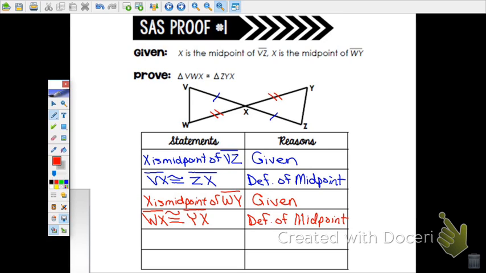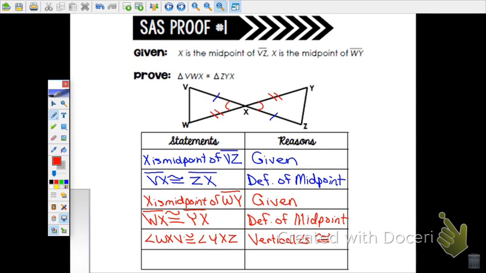What else do I know to be true when I look at my picture? Okay. I have those vertical angles that are congruent. So angle WXV is congruent to angle YXZ, and that is vertical angles are congruent.